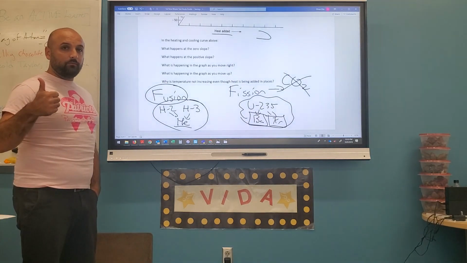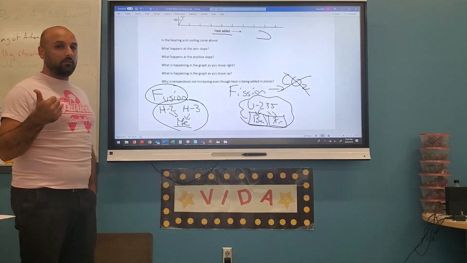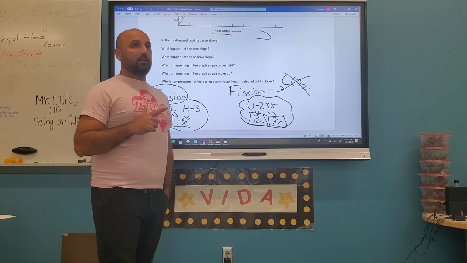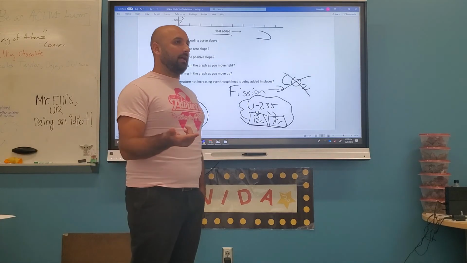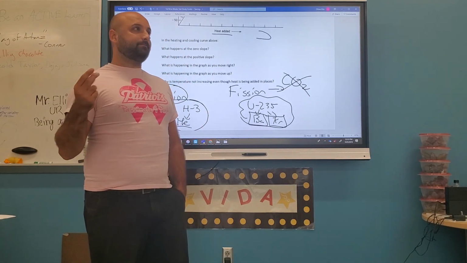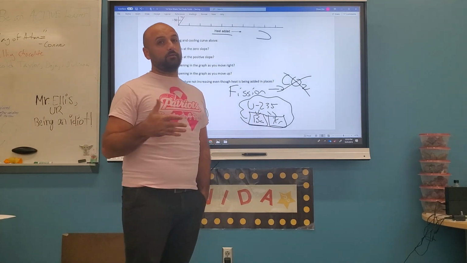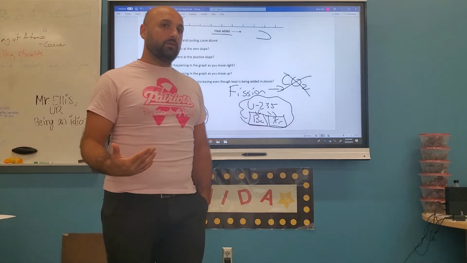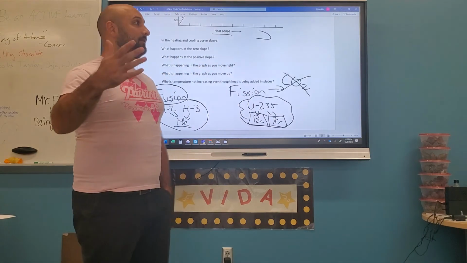Gamma rays are really powerful. They can get through lead, but only barely. You have beta particles, electrons, which can get through paper, but they can't get through plastic or aluminum. And then you have alpha particles, the bigger ones, the helium nucleus, the 2 protons, 2 neutrons, and they're really weak and really slow. They can't get through paper. That's it. That's all you got to know.